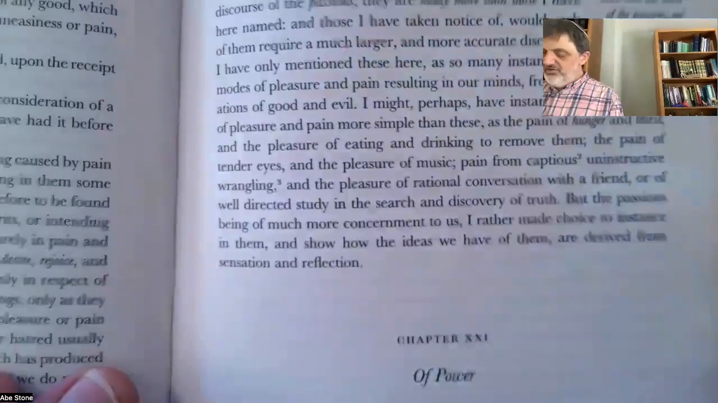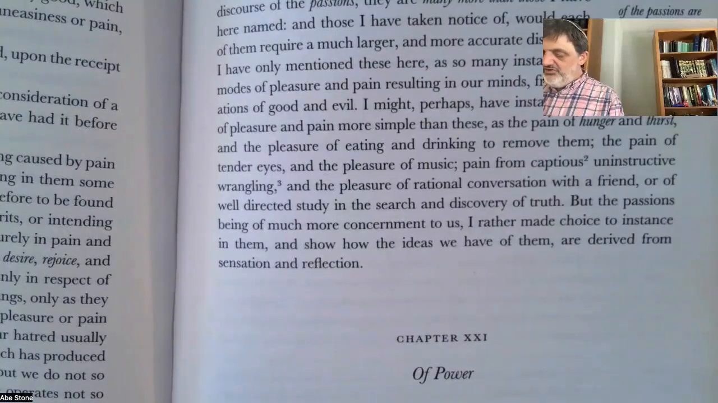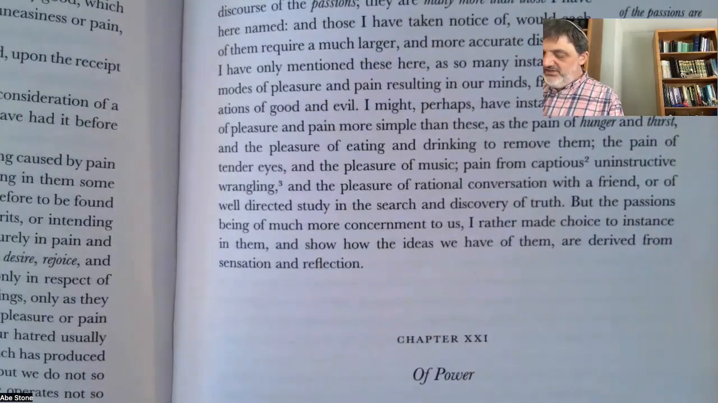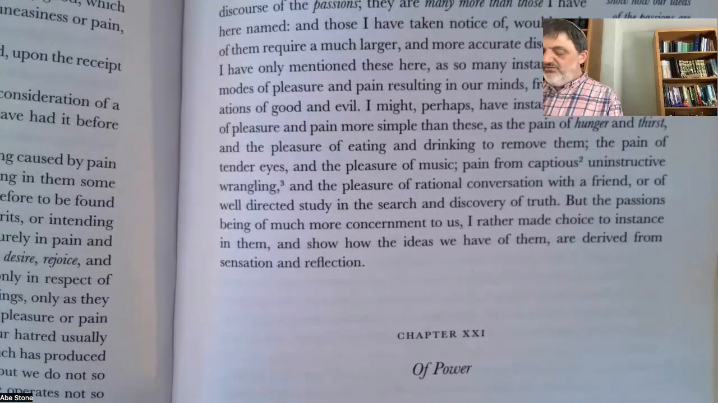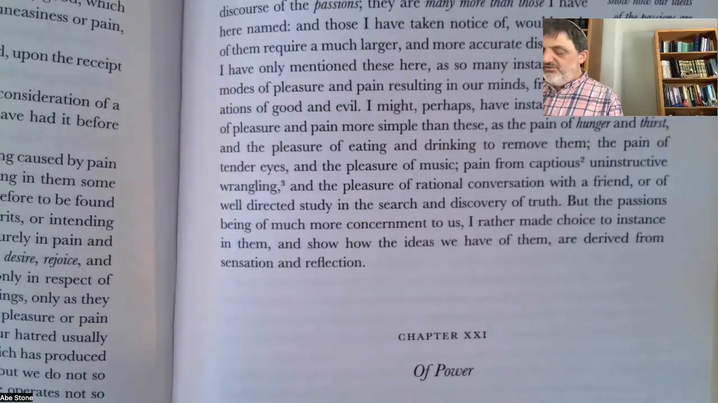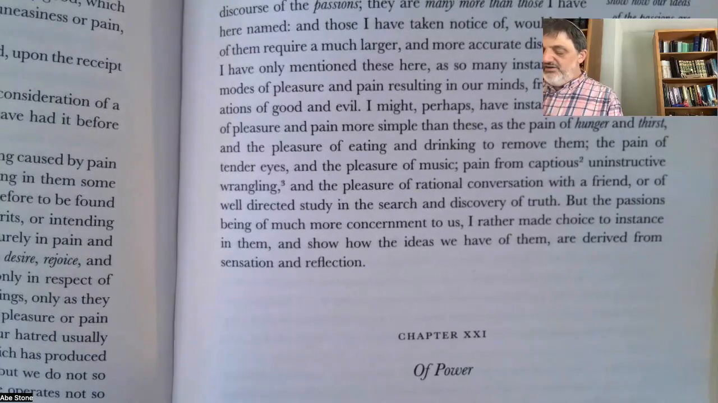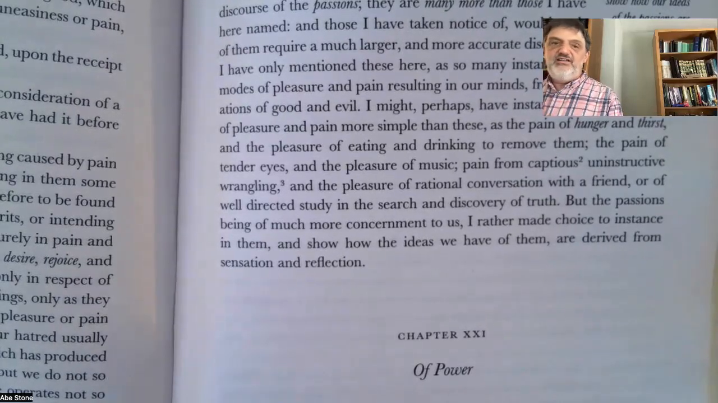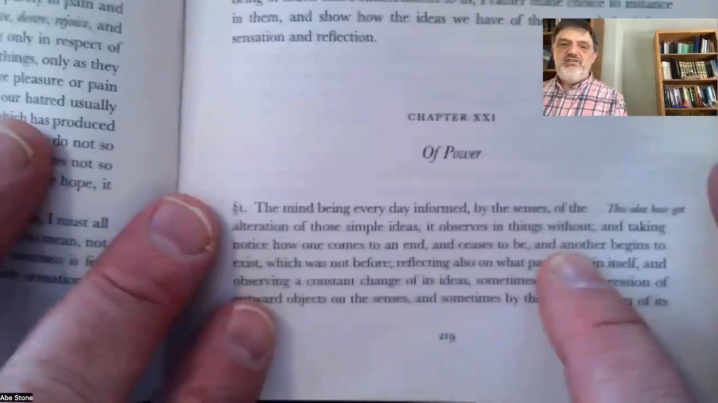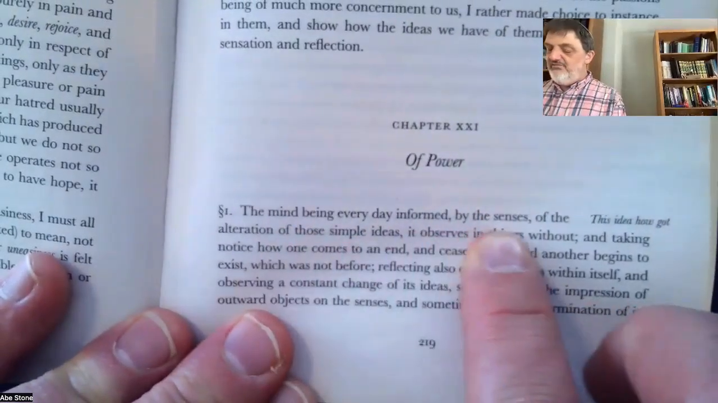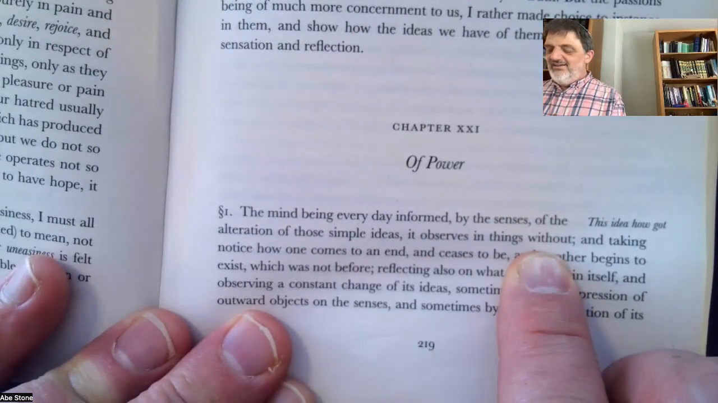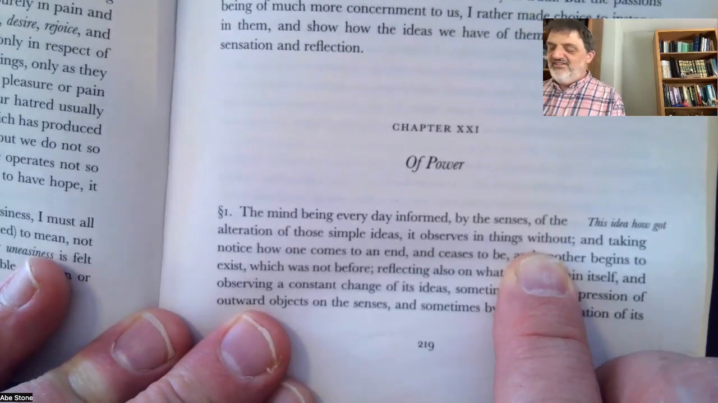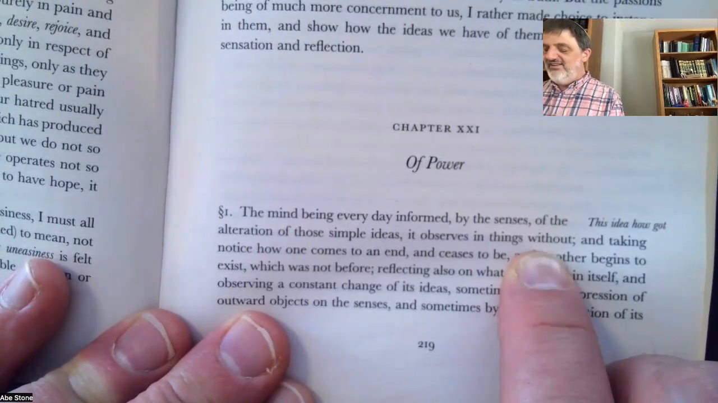This is the beginning of book two, chapter 21, section one, on page 219. He's talking about how the mind is informed every day by the senses of the alteration of those simple ideas it observes in things without. So, right, here's an example where he didn't use his terminology carefully, like he threatened not to. The mind doesn't observe ideas in the things without. The ideas are in me and the qualities are in the things without.